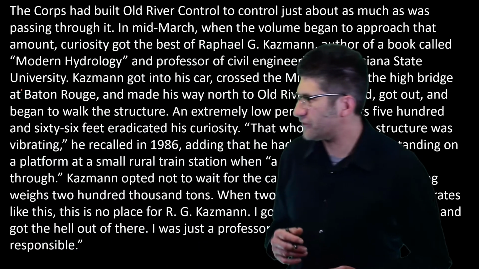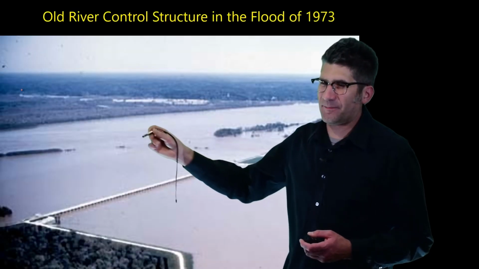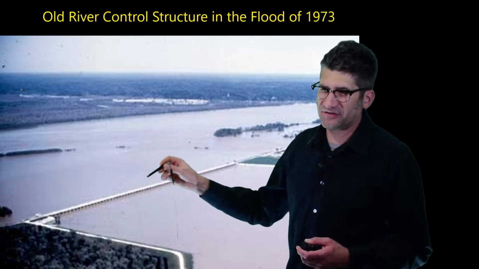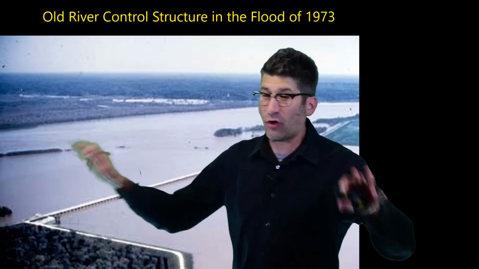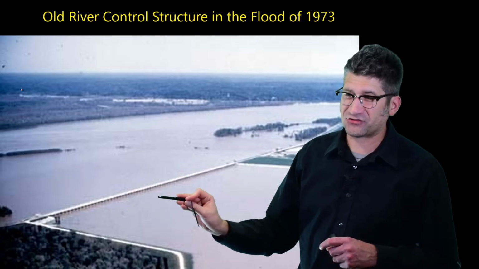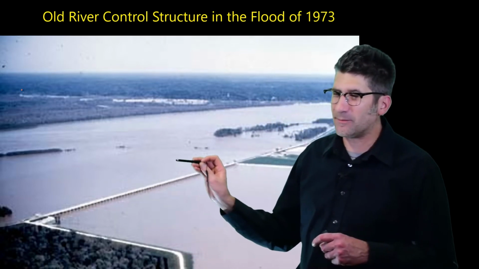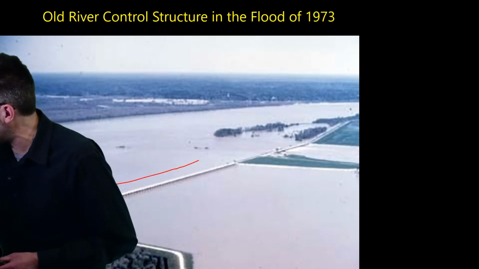So this is describing essentially what was happening in this 1973 flood on the Mississippi River. And so essentially this is where Kasman started to walk out onto this control structure. The whole thing is vibrating like you're at a train station as the freight train goes by. And again, it's hard to convey here the importance of this little thin strip of concrete.